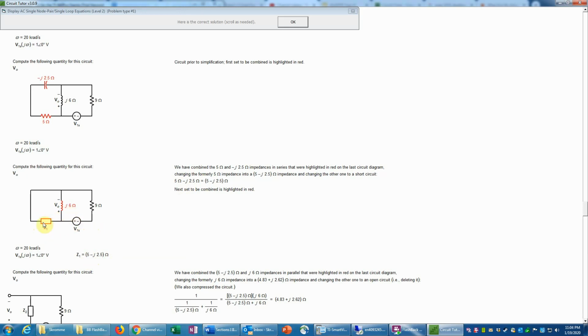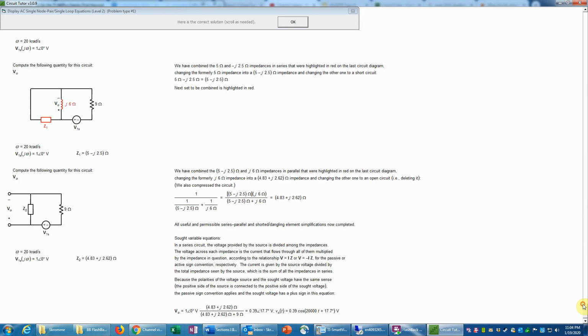And having done that, then we can combine this impedance and the inductive impedance in parallel. Even though there's a sought voltage, that voltage will not be affected by combining those two elements in parallel, and that will make it into a single loop circuit, which is amenable to a voltage division formula.